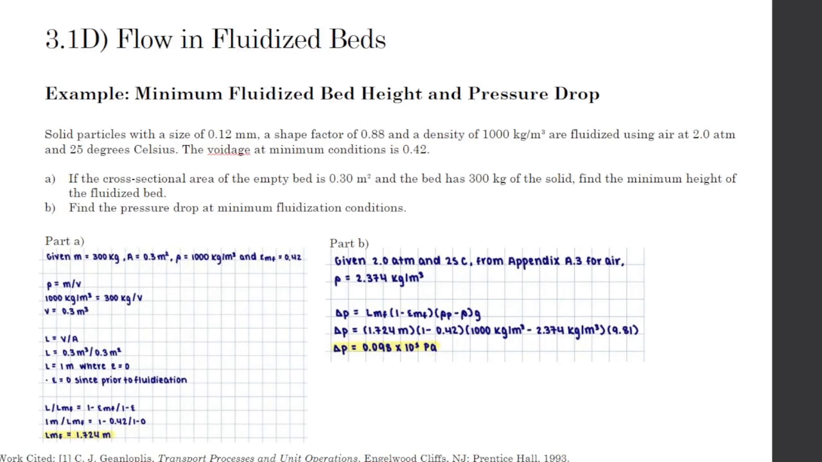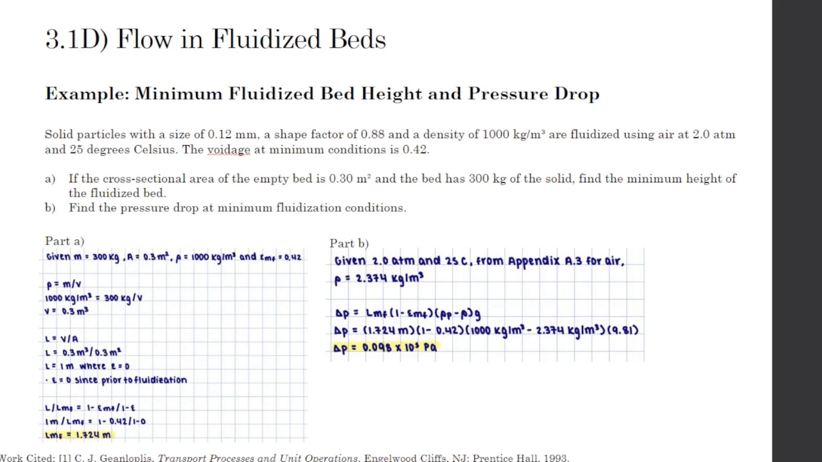So now we will work on an example problem that will further our understanding of fluidized beds physically. Here we are asked to calculate the minimum height of the fluidized bed as well as the pressure drop at minimum fluidization conditions given this scenario. Solid particles with a size of 0.12 millimeters, a shape factor of 0.88, and a density of 1,000 kilograms per meter cubed are fluidized using air at 2 atmospheres and 25 degrees Celsius. The voidage at minimum conditions is 0.42.